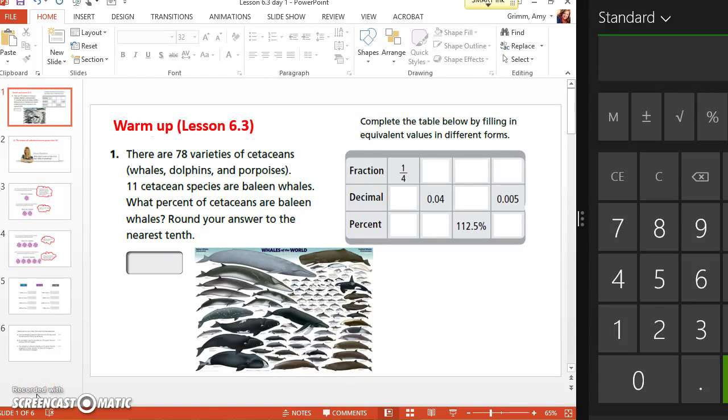So the first one says that we have these 78 different types of animals, and 11 of them are baleen whales. What percent of, and I'm not exactly sure how to say that, cetaceans maybe, are baleen whales? Round your answer to the nearest 10. So how do I figure out if there's 11 out of 78? How do I figure out that percentage?